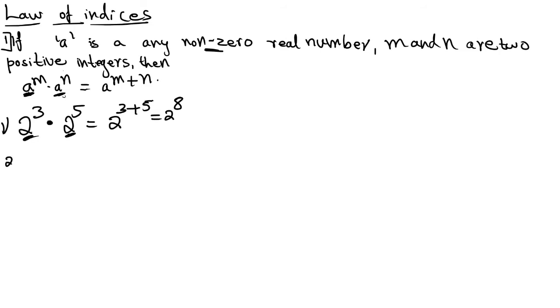Take the second example. 5 to the power 3 into 5 to the power 4. It's equal to, see, the bases are the same, right? Then you can multiply. It's equal to 5 to the power 3 plus 4. It's equal to 5 to the power 7. Okay. Take the third example.